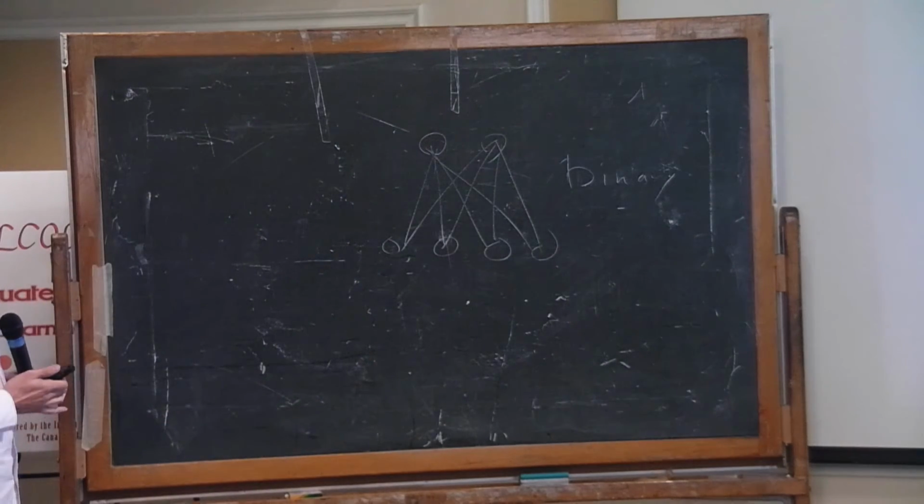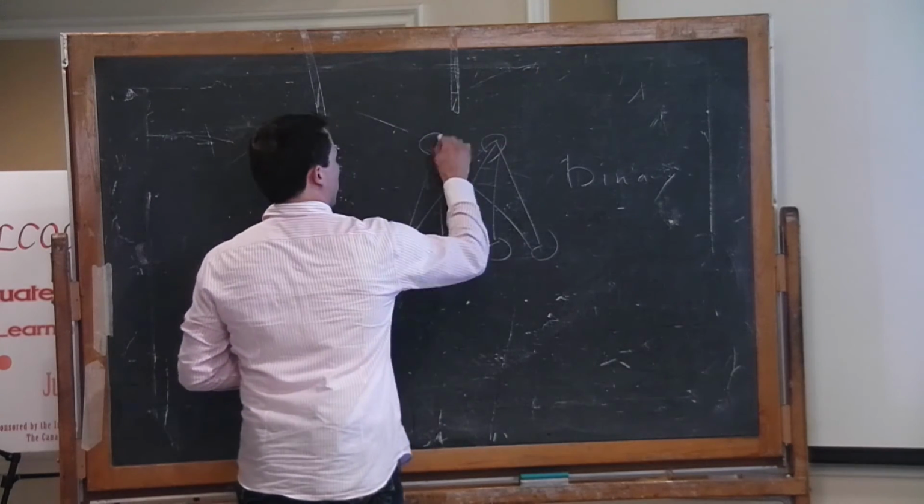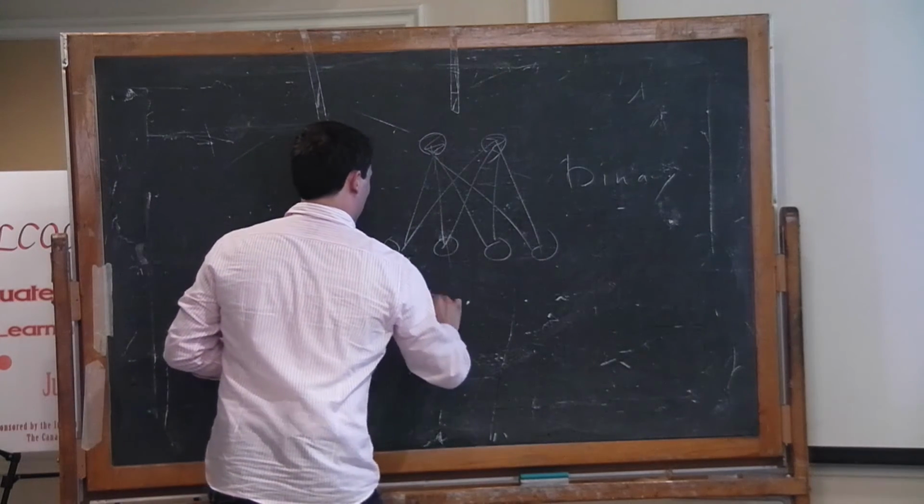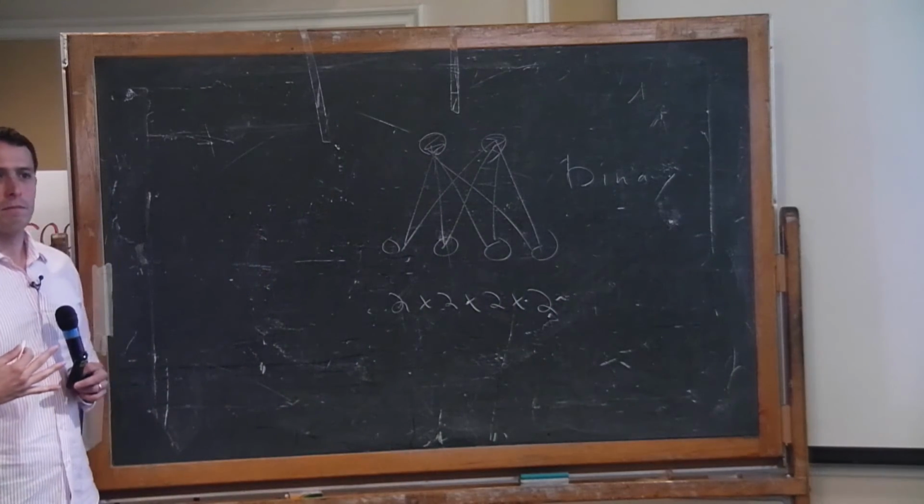Can you explain that? Sure. This is a description where these are hidden and these are visible. I have a 2 by 2 by 2 by 2 table of numbers.